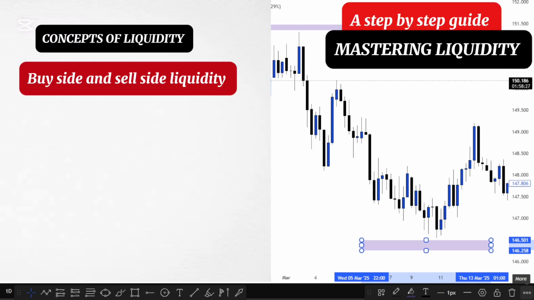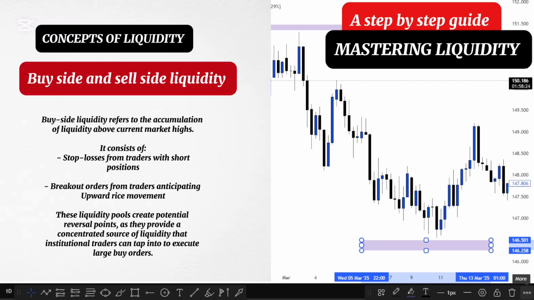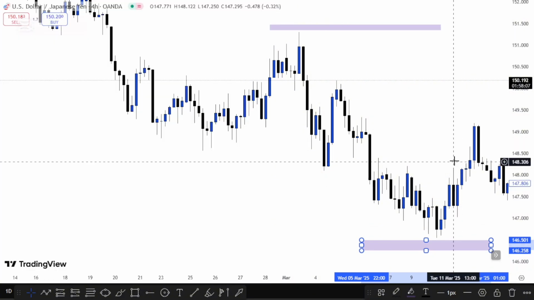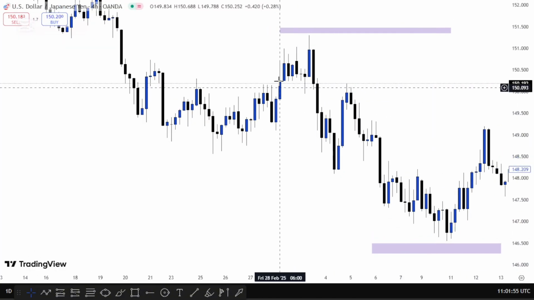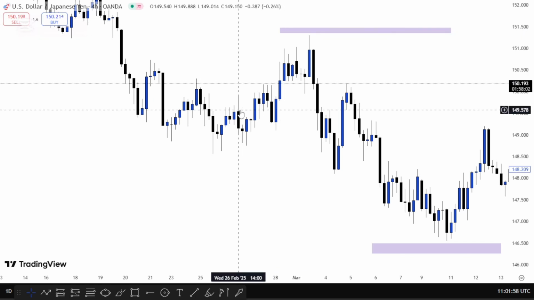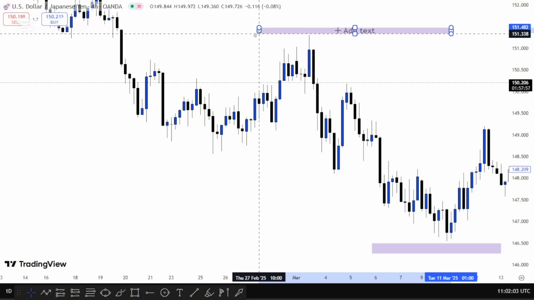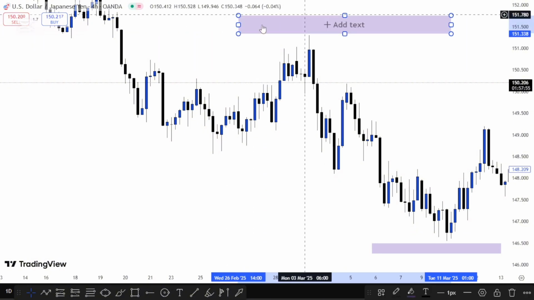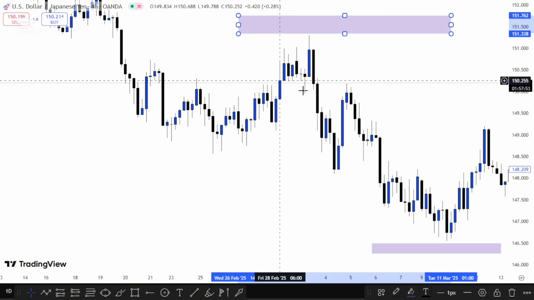All right, what is buy side liquidity? Buy side liquidity has to do with the accumulation of liquidity above current market highs. It comprises stop losses from sellers with short positions and breakout traders anticipating upward price movement. So now let's look at this chart here. Where is our buy side liquidity? Above this area we have our buy side liquidity. Anything above there, that's our buy side liquidity.